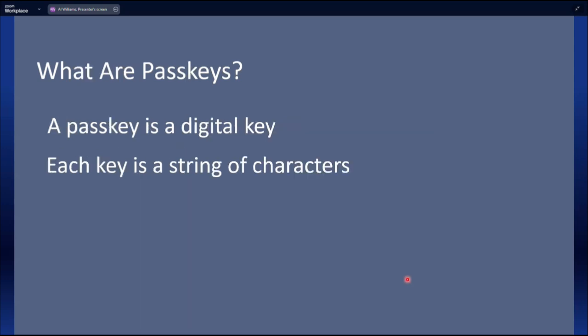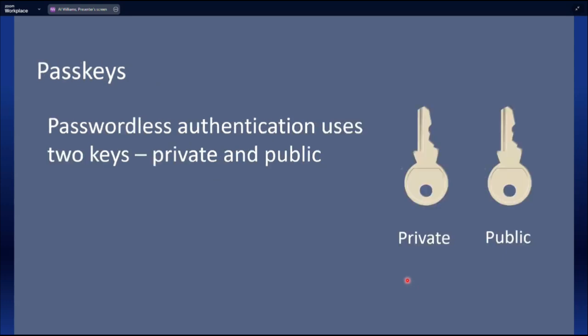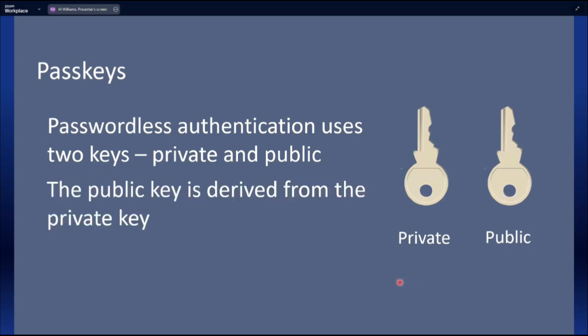Each of those keys is a digital key, that is, it exists as a string of characters. It uses both keys, both public and private. They are related to each other. The public key is derived from the private key. They're not standalone. They are intertwined. You can't take an arbitrary private key and an arbitrary public key and have them work together. The public key has to be derived from the private key.